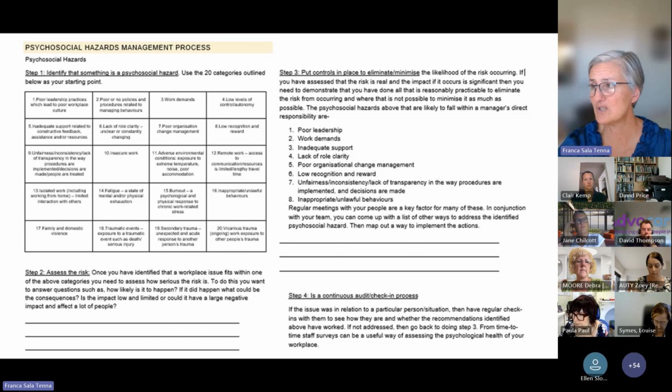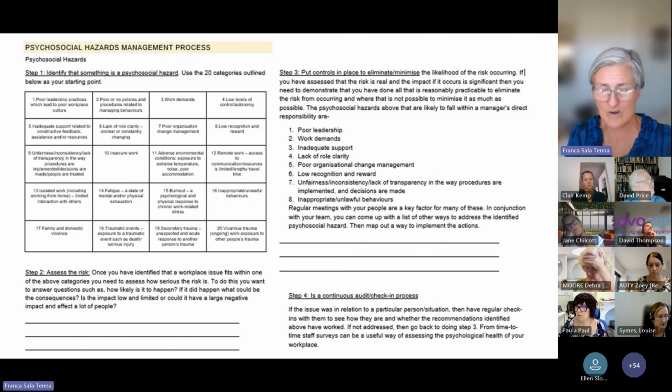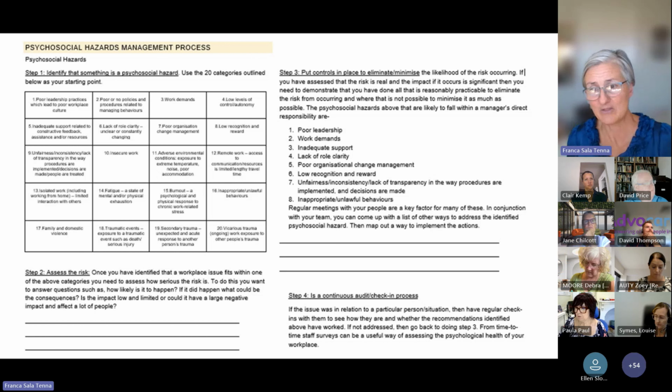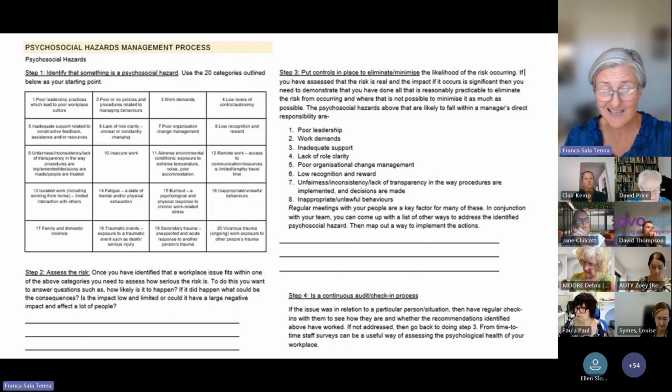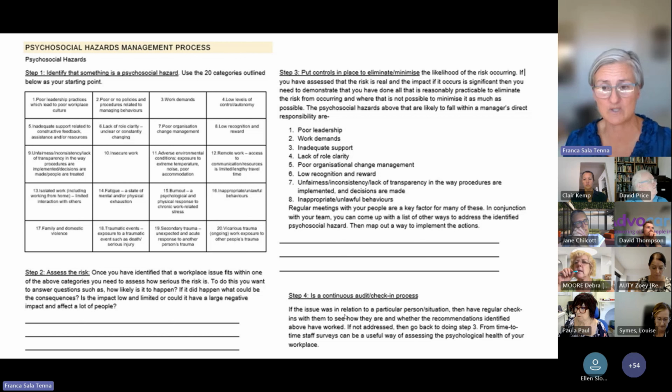But then, because you're having this conversation with another human being who you've just identified has ticked off some behaviors that would fit within psychosocial hazards, together you work with them on how you start to minimize those behaviors continuing in the future. I've just put a few lines there to trigger them to make some notes, to brainstorm with that person.